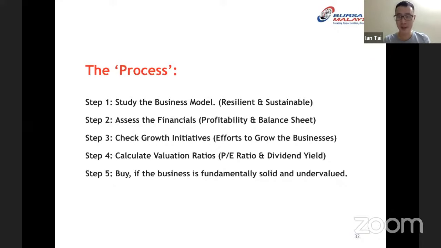And after that, I will go into step 5, whereby if let's say I find that the stock is undervalued and the business is solid, then we start to accumulate this kind of stock. So that is my own process. You can refer to this and see whether or not it is helpful for you. But this is my own standardized process.